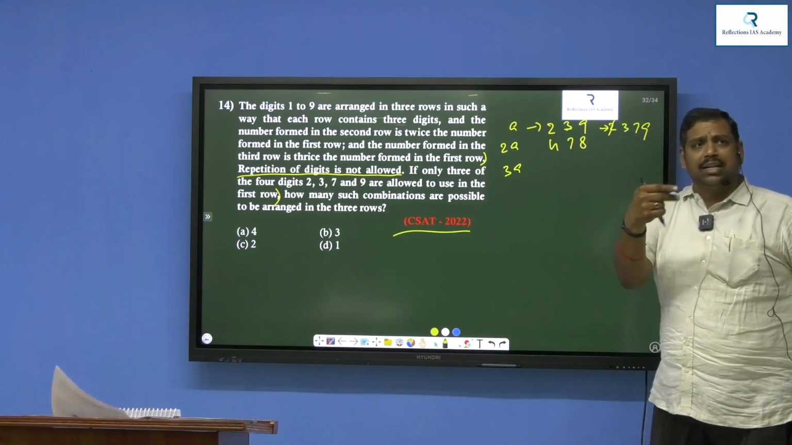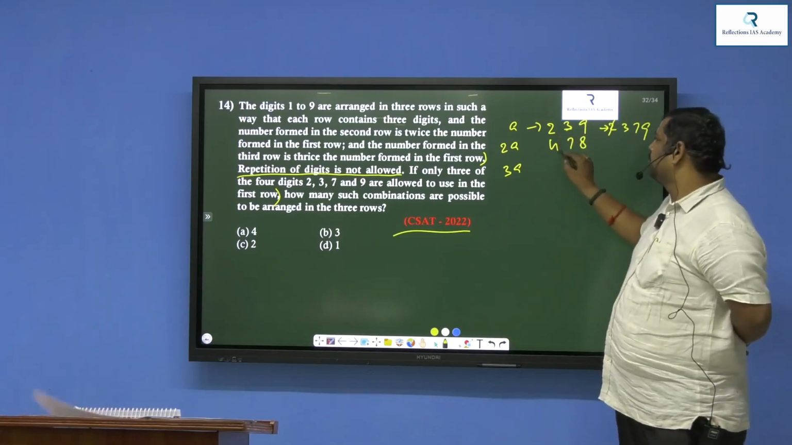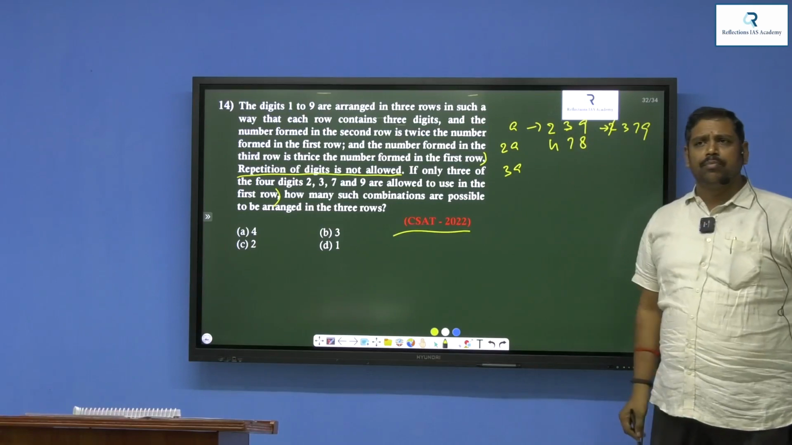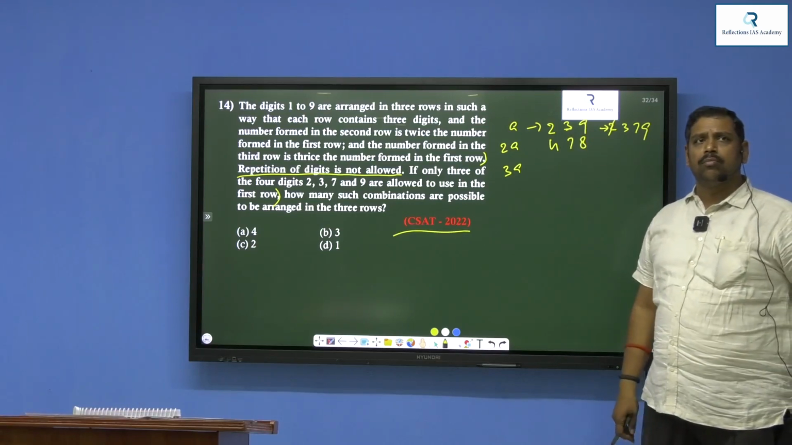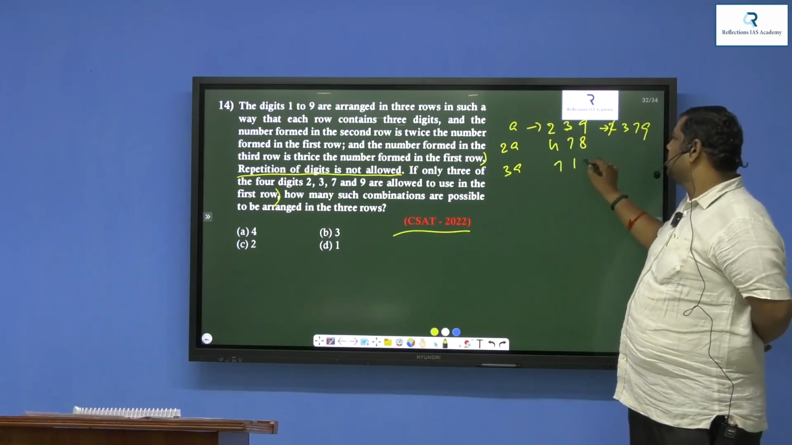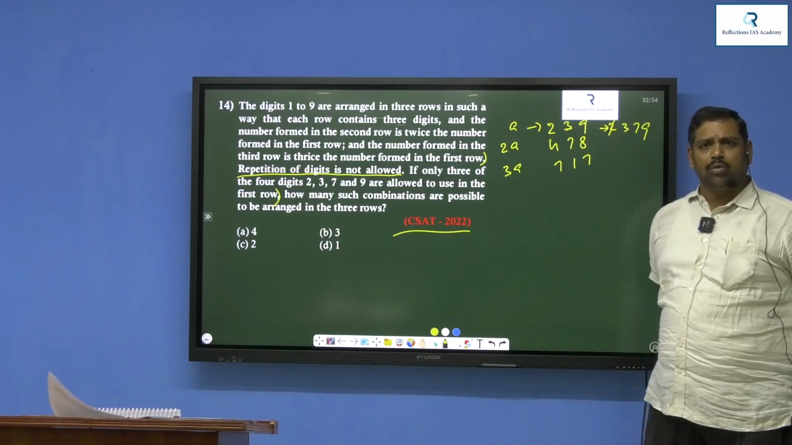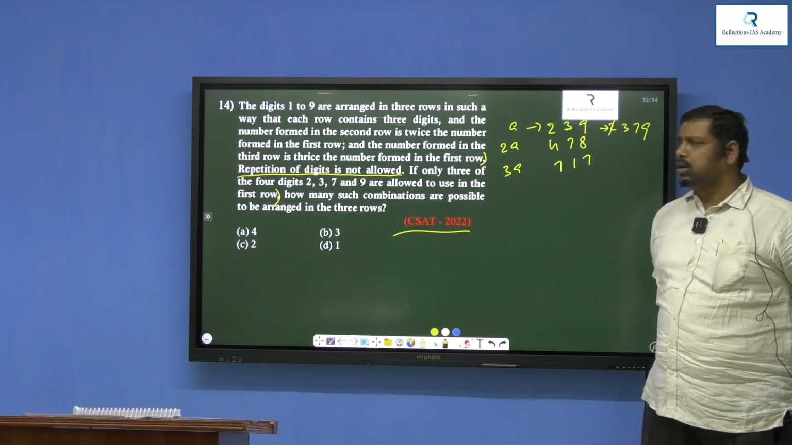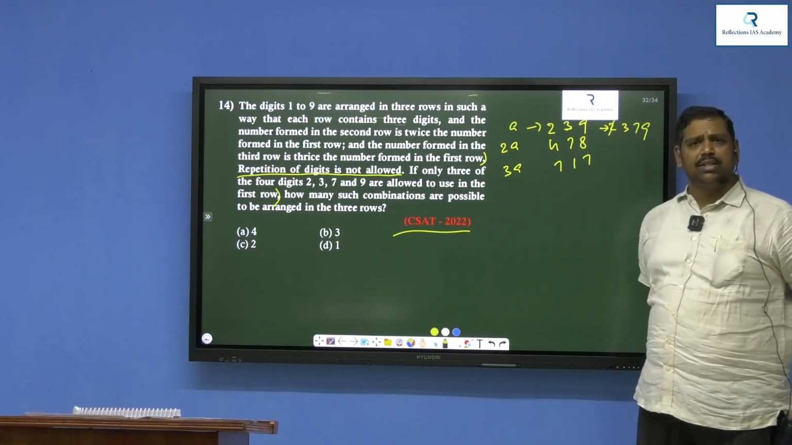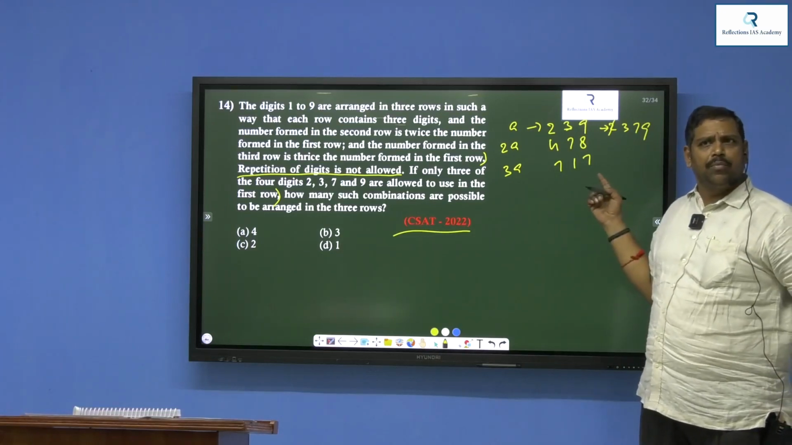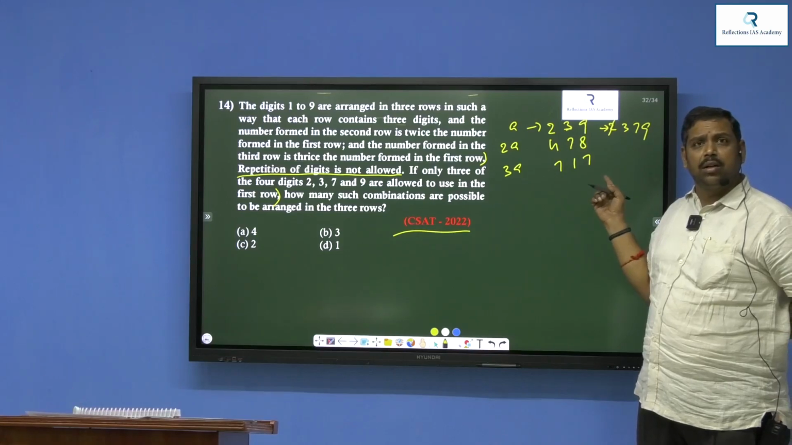2, 3, 9, triple. Triple means how much it is? 239 triple is exactly how much? 717. It is possible or not possible? Not possible. Why? Because 7 repeats.